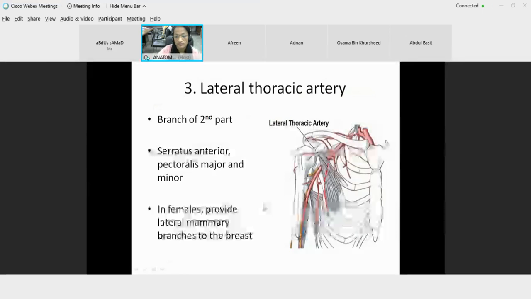Now coming to the lateral thoracic artery. Again, this is also a branch.